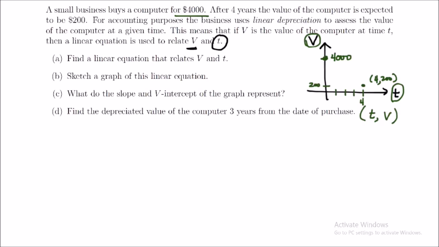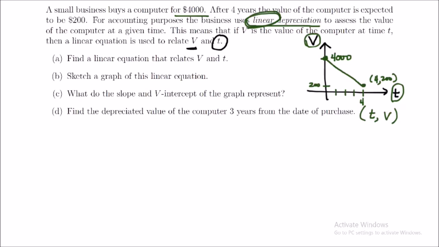The question says that the business used a linear depreciation process. Now the keyword here is linear, because I don't know what's going to happen in between year 0 and year 4, typically. It could depreciate really fast, or it could depreciate really slow. But it says that we're going to assume it has a linear depreciation model, which means that it should be a straight line connecting those 2 points. If I were to tell you that this is going to be a quadratic depreciation model, that means there should be a quadratic curve connecting those 2 points.